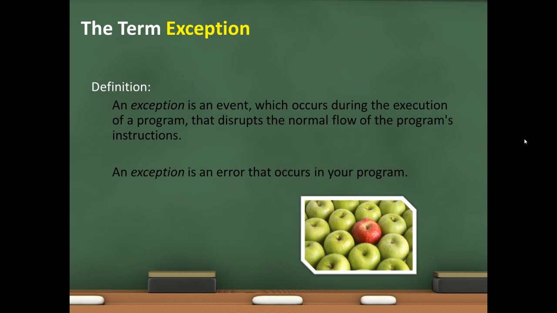Handling an error simply is dealing with an error. The term exception is an event which occurs during your program's execution that disrupts the normal flow of the program's instructions. It's an error. That's all it is. It's an error that occurs that you anticipate occurring and you want to deal with.